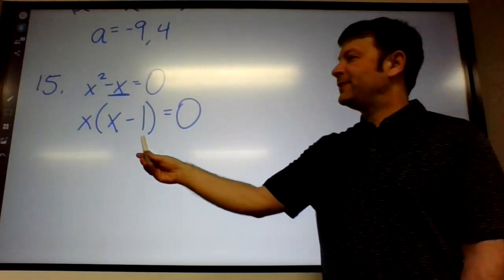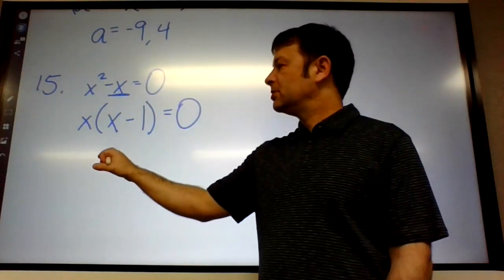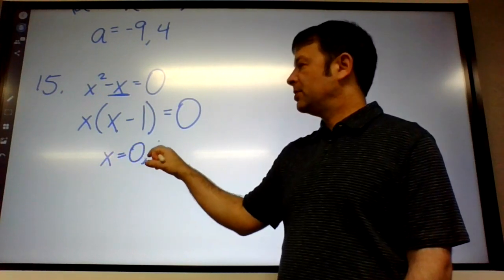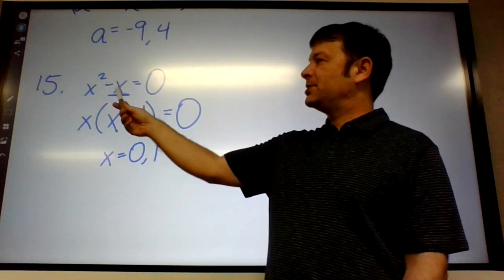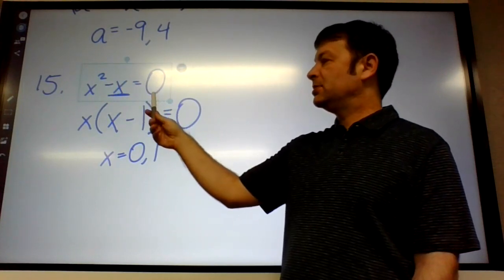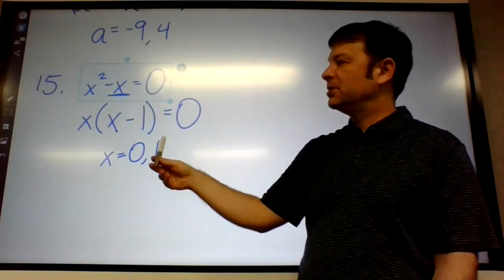Okay, so what x values would make this equal 0? 0 and 1. If you plug those in, it should work. 0 squared minus 0, does that equal 0? Yes. Does 1 squared minus 1 equal 0?